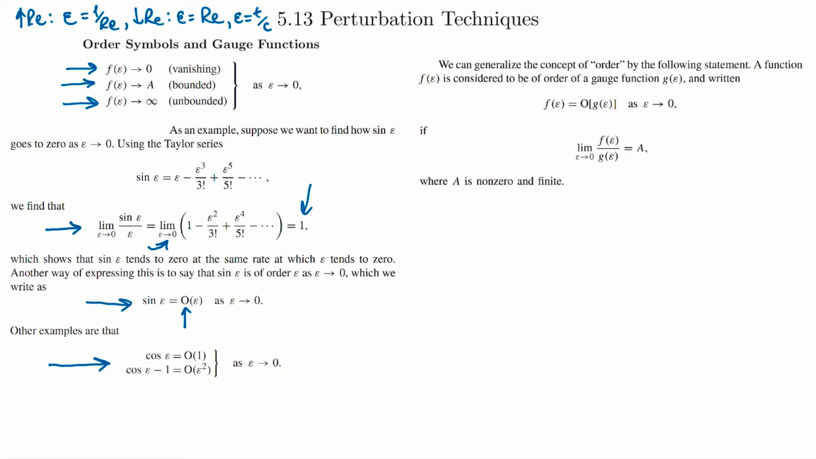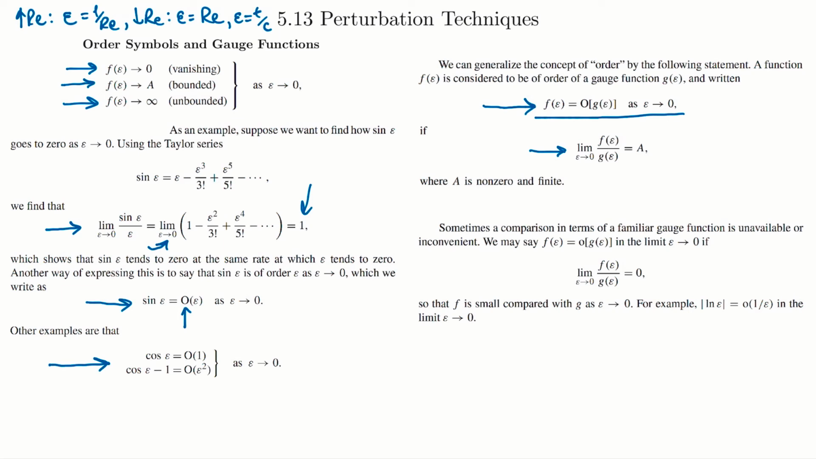And then these are specific examples. We can generalize this order idea with the statement that I've written here. Our function f, a function of epsilon, is considered to be of the order of a gauge function g, written this way right here, if when we divide f by g and take the limit as epsilon approaches 0, we get a, where a is non-zero and finite.